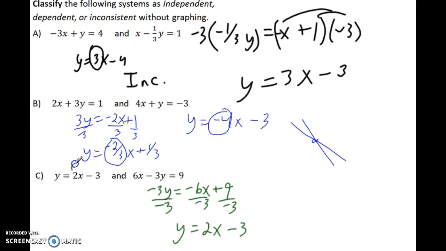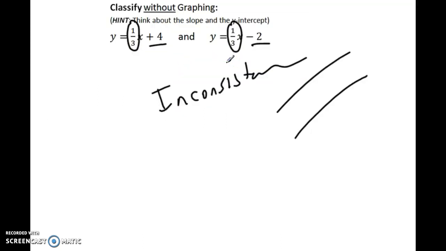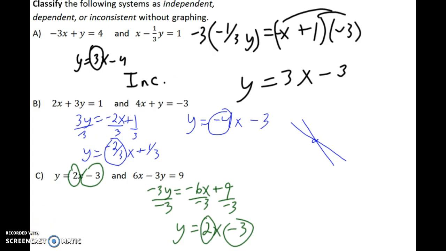And finally here we have the same slope of 2 when you solve for y, and the same y-intercept of -3. So clearly that's the same exact line, which has an infinite number of solutions, so it's both consistent and dependent would be the result for that one. And that's the end of the screencast.